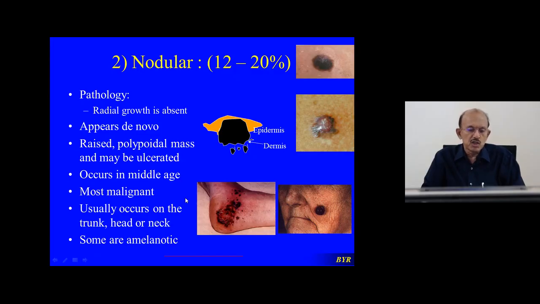Whenever it presents like a nodule on the face, which is growing in size, you must differentiate it from basal cell carcinoma. Just now we have seen basal cell carcinoma can present like a nodule, like a pigmented lesion, like a cyst, like an ulcer, or like a field fire. So you have to differentiate it from the basal cell carcinoma.